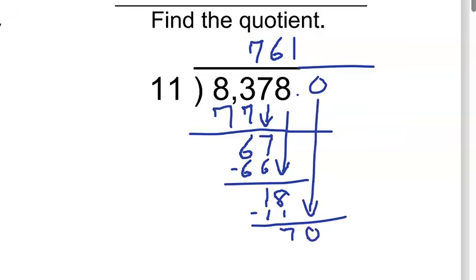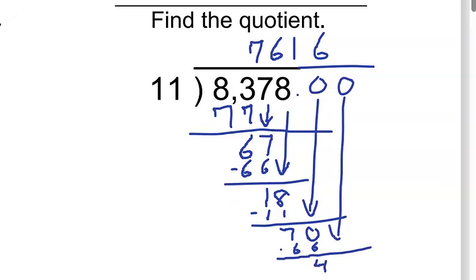How many times does 11 go into 70? Well, that's going to be back to 6 again. Okay, so 66. Okay, subtract 66 from 70 would be 4. Another 0 comes down. How many times does 11 go into 40? Well, that's going to be 3 times. So we're going to do 33, squishing it in there. So 40 minus 33 is 7.